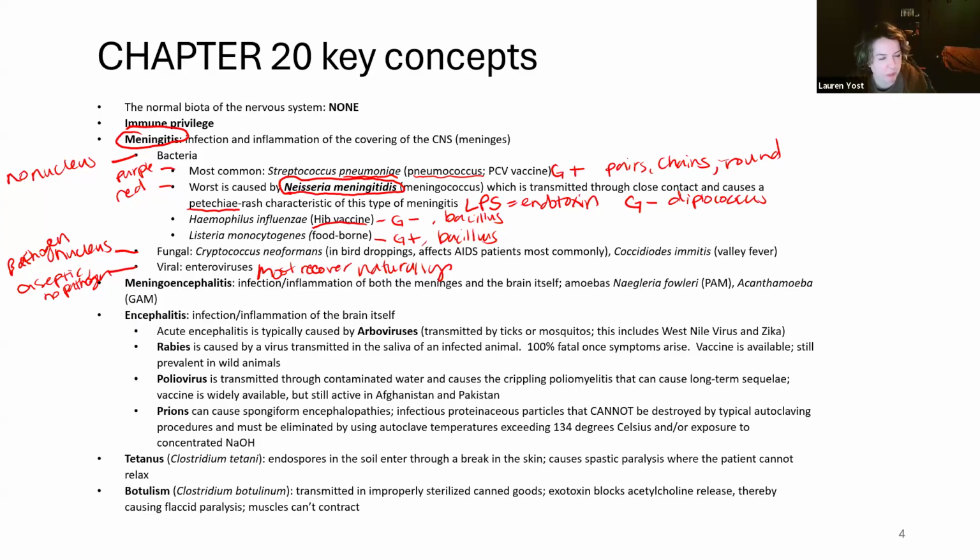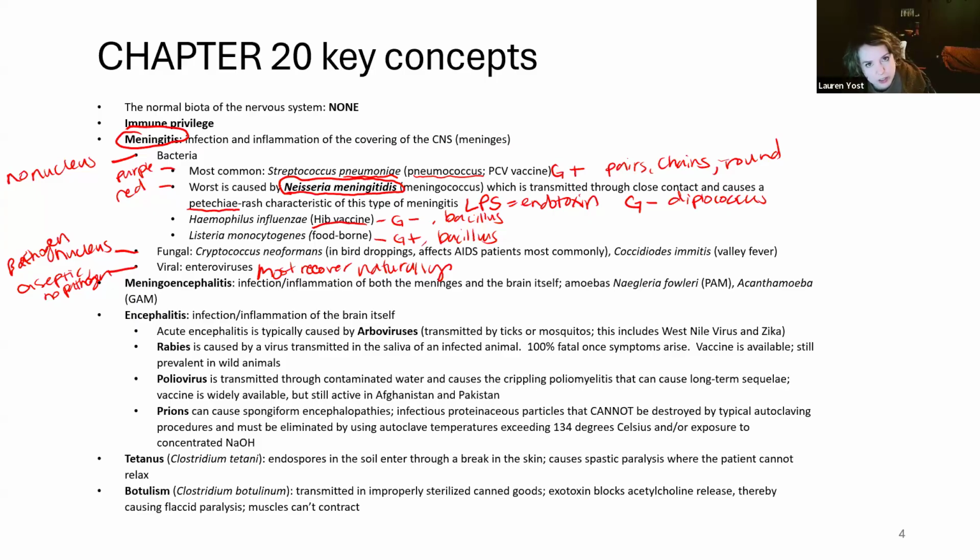And we already covered the viral meningitis. So next is meningoencephalitis, which is our in-between one. Anything that can cause meningitis and encephalitis could cause both at the same time, and that's what meningoencephalitis is. But some significant ones are more commonly associated with specifically meningoencephalitis.